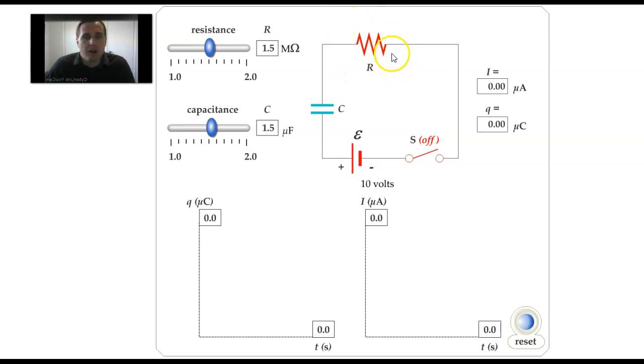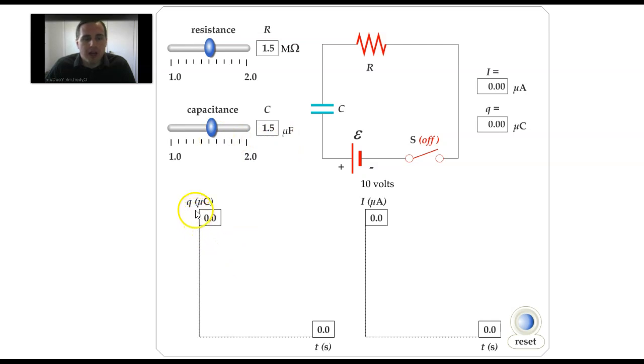The focus is not to talk about resistor networks. So what we have is an EMF, a capacitor, and a resistor. Let's assume the wires are ideal. The resistor is set right now to 1.5 megaohms. That's 1.5 times 10 to the 6th ohms, mega meaning million. And then we have 1.5 microfarads, so that's 1.5 times 10 to the minus 6th farads for the capacitance.